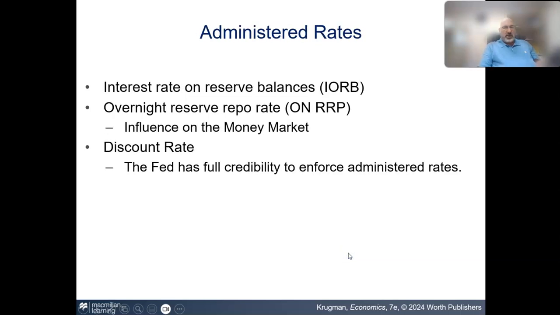So the administered rates at the moment are the interest rate on reserve balances. If you are a bank, you keep reserves in one of two places. One is your vault. You don't get paid jack for keeping money in your vault. It is yours. Have fun with that. Go do Scrooge McDuck stuff with that. The other place that you can keep it is the Federal Reserve.